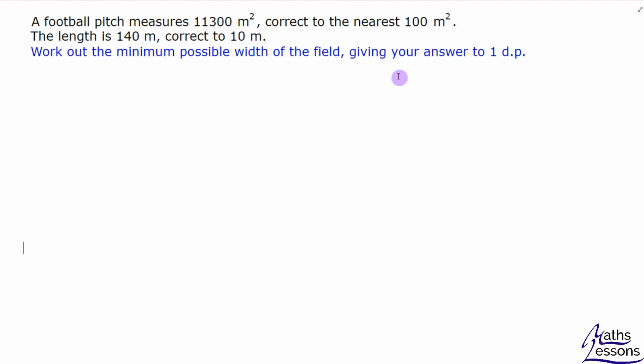Right, for this one, I'm going to give you a bit longer because there's a bit more calculation involved. I'll give you 2 minutes to have a go at this one.